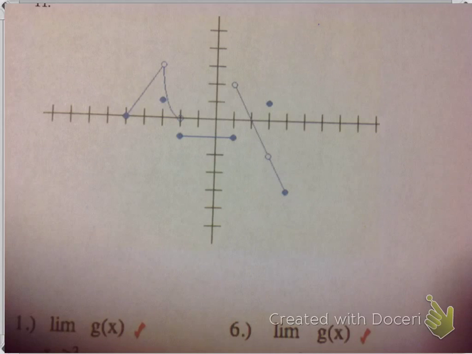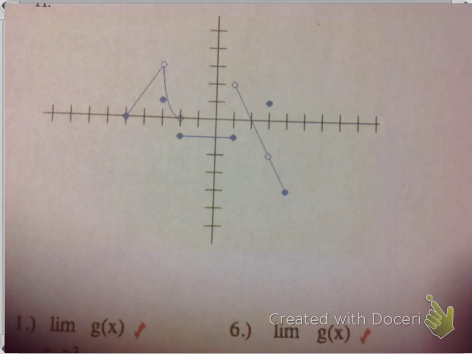Okay, number 8 was the limit as x approaches 4. So here's 4. As I approach from the left side, I'm at negative 4. The function ends there, so I don't even have to check from the right side, and the answer is negative 4. Okay, for number 9, it was the limit as x approaches 2. Here's 2. As I approach from the left side, in this direction, 0. As I approach from the right side, 0, and therefore the limit was 0.